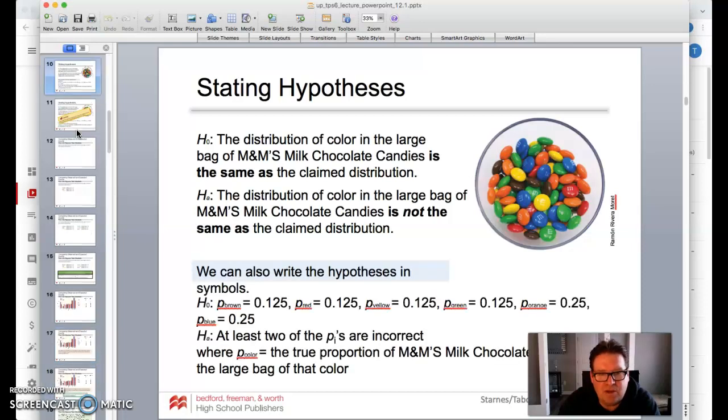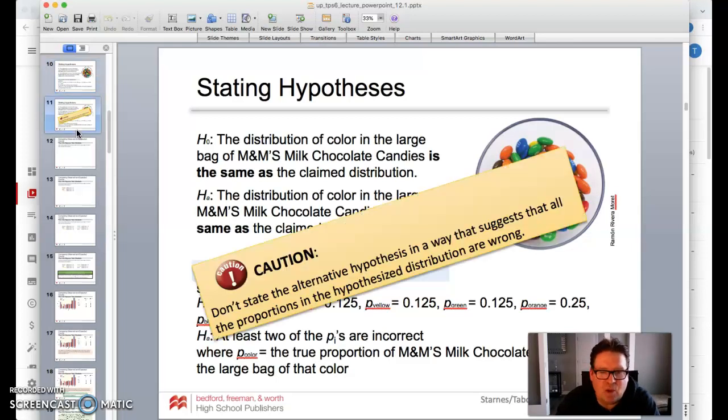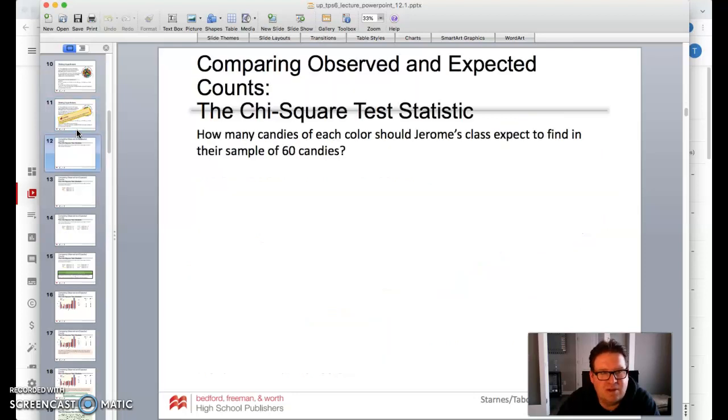All right, now again, we can use it in symbols. We could put the actual proportions down if we wanted to, and then the alternative hypothesis would be that at least two of those proportions are incorrect. Again, don't state the alternative hypothesis in a way that suggests that all the proportions in the distribution are wrong, just that some of them are. Anyway, how many candies of each color should Jerome's class expect to find in their 60 candies?